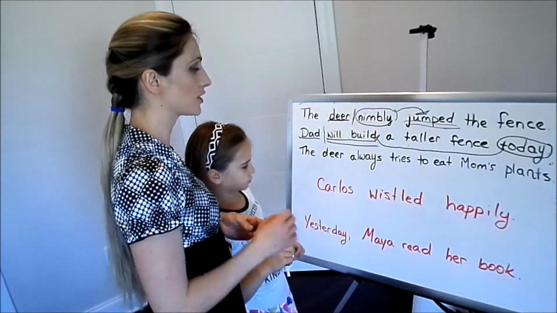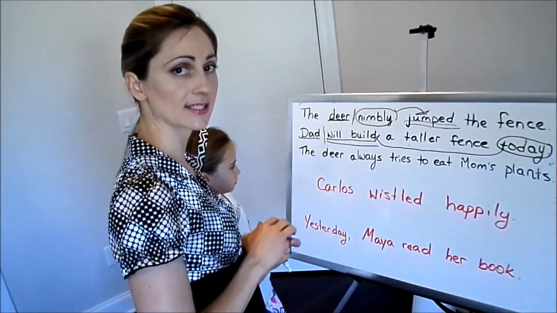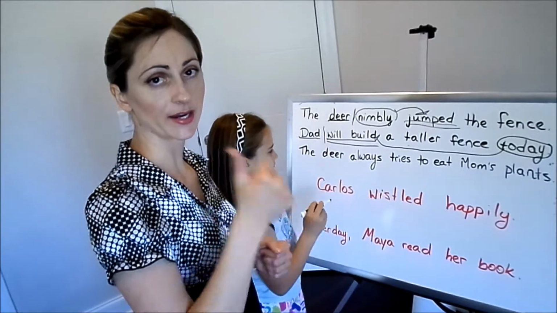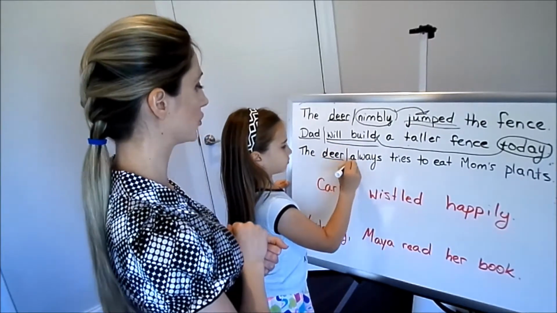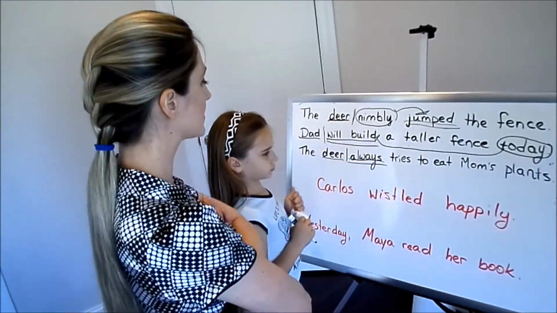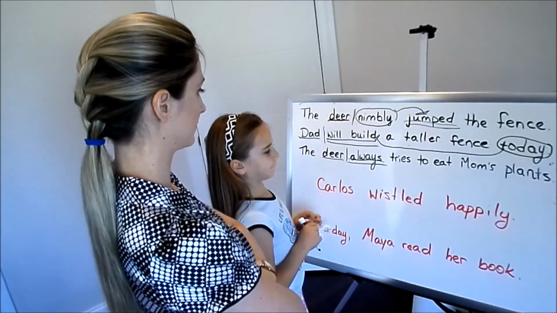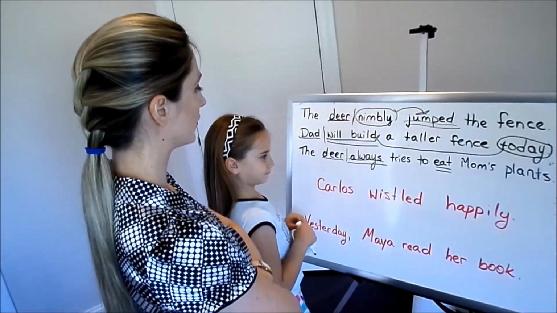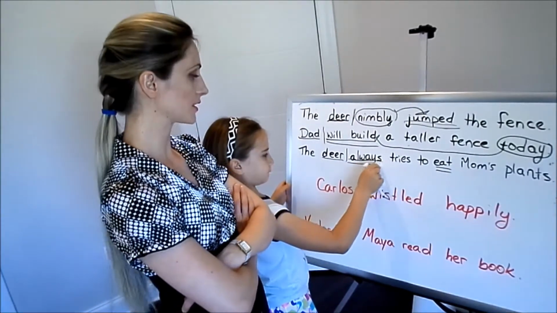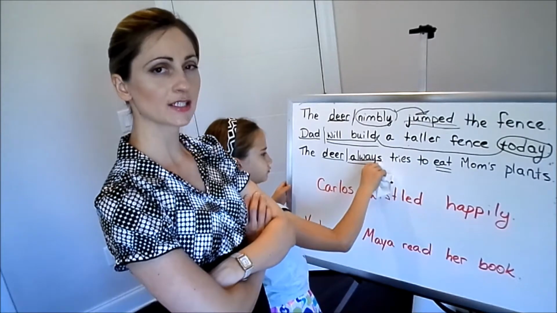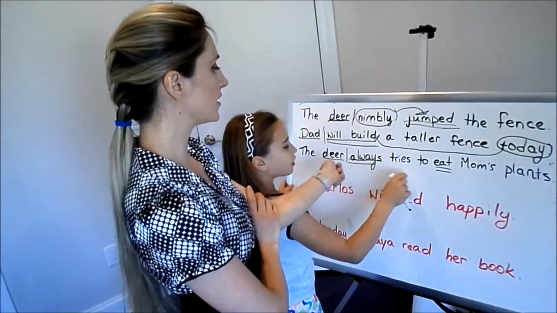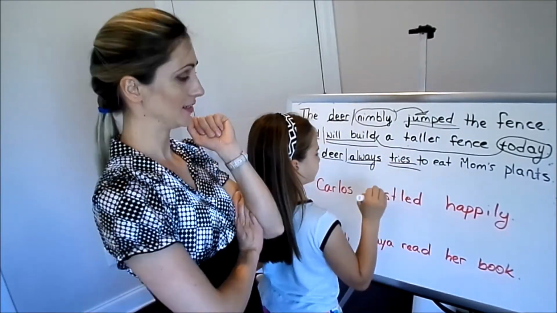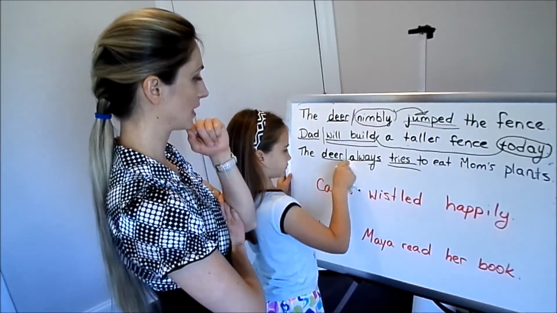Next sentence, the deer always tries to eat Mom's plants. Find your subject, put a vertical line right after the subject that you find. Good. Can you always? No. Now, this is a little bit confusing, looks like. Tries to eat. Is it the deer eat or the deer tries? Which one is it? It is tries.